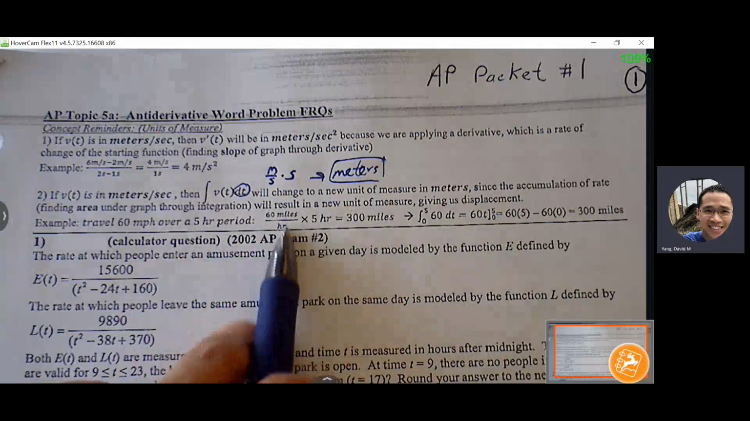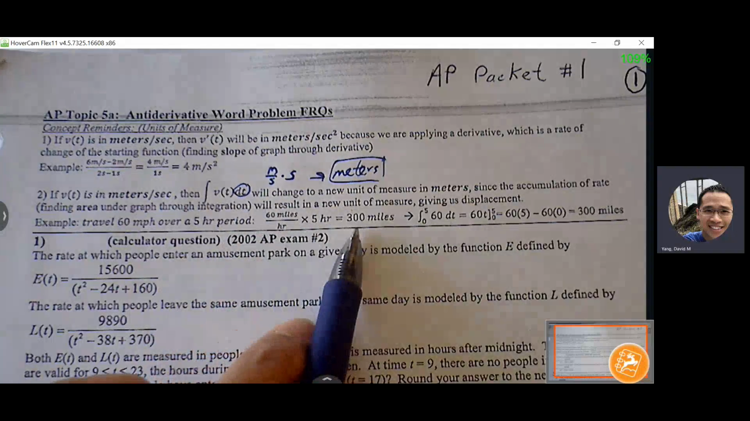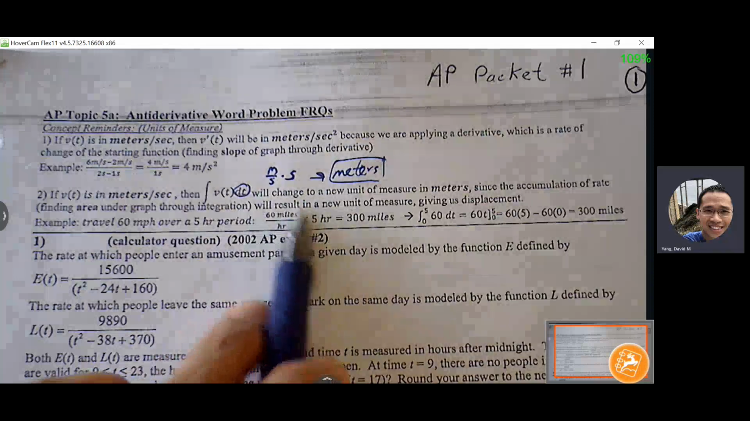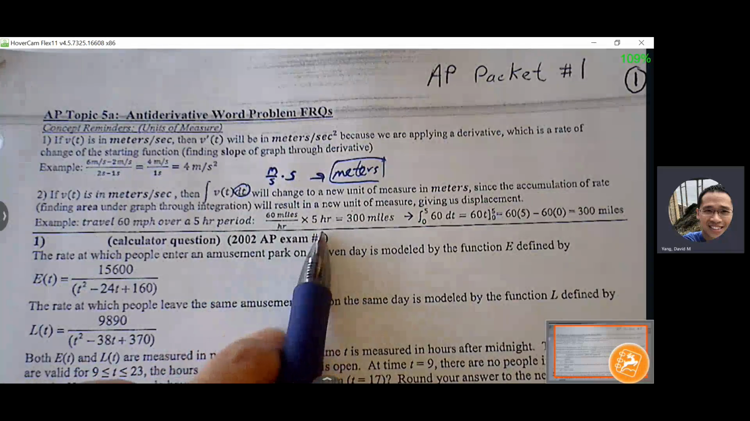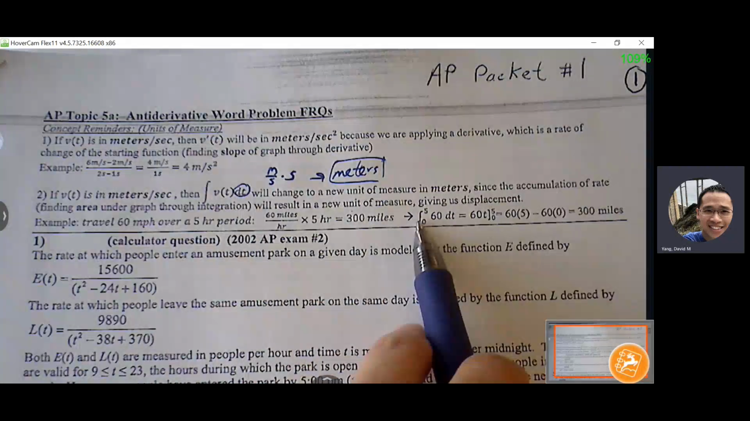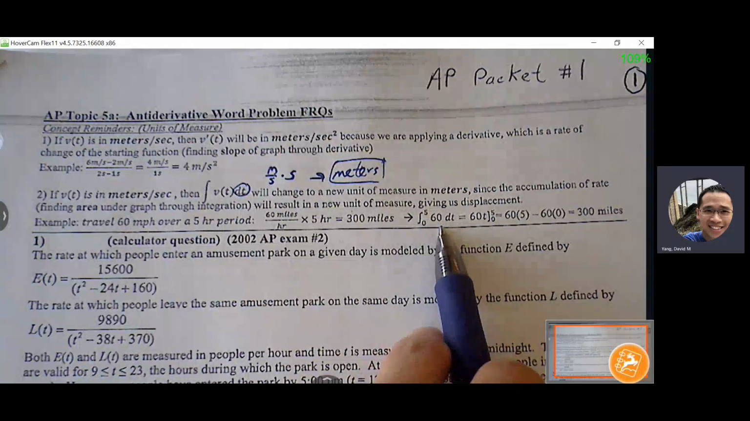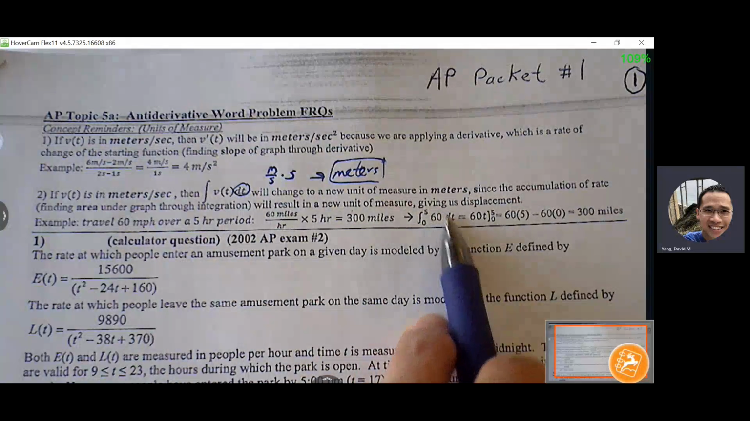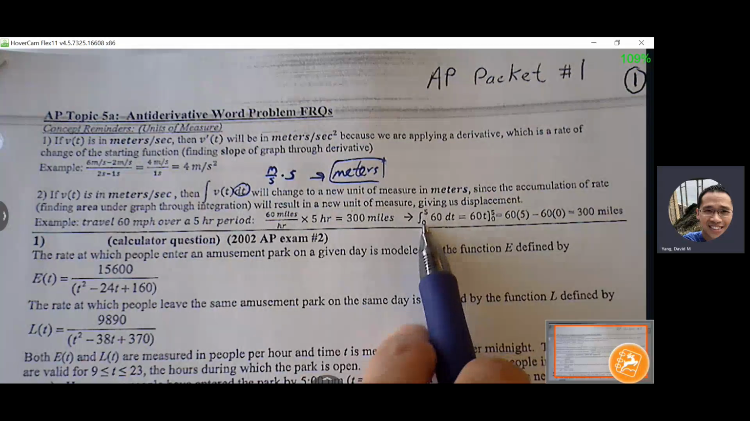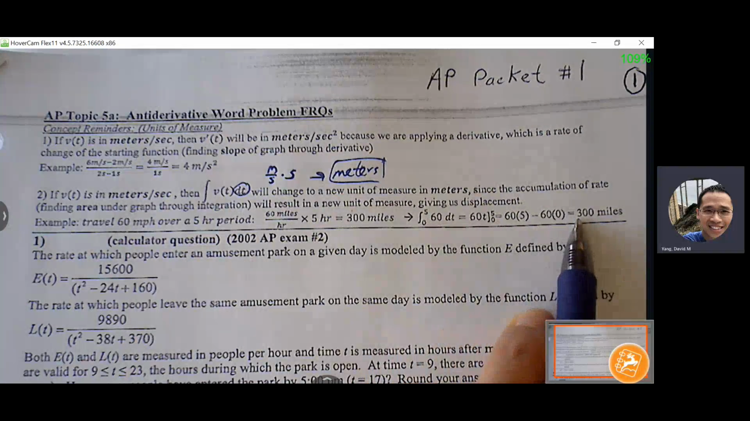All right. So for instance, if I travel 60 miles per hour over a 5-hour period, then 60 miles per hour times 5 will give me 300 miles. Right? So basically, if I'm accumulating my rate over a 5-hour period, that's the same thing as saying the integral from 0 to 5 of 60. Right? Because I'm accumulating that 60 miles per hour over a 5-hour period, which is 300 miles.